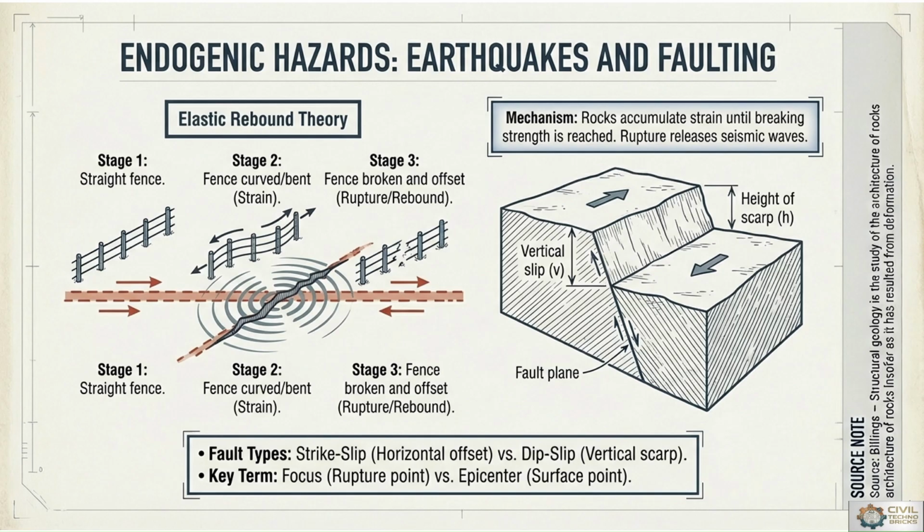Endogenic hazards like earthquakes and faulting, which we introduce as major endogenic geological hazards, are explained in three stages, shown using a fence example to demonstrate fault movement. Stage 1 describes where the ground and fence remain stable before deformation begins. Stage 2 explains where stress accumulation bends and strains the structure. Stage 3 describes where rupture occurs, causing displacement and fault scarp formation.